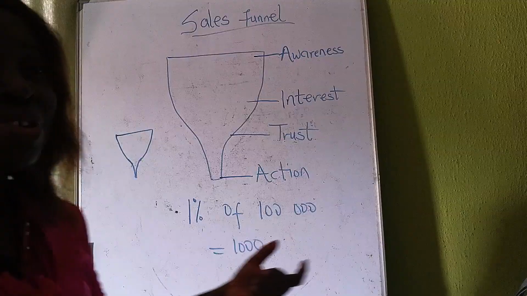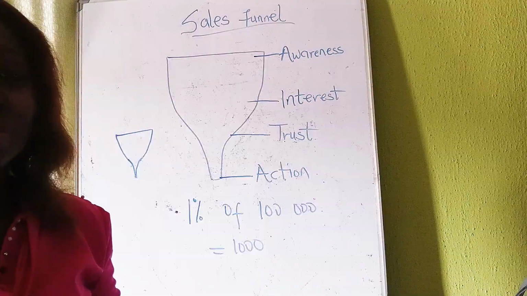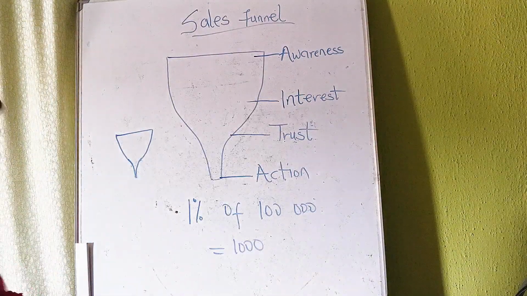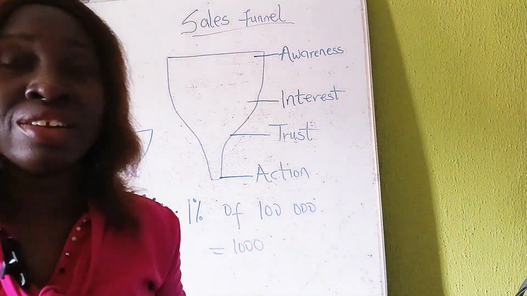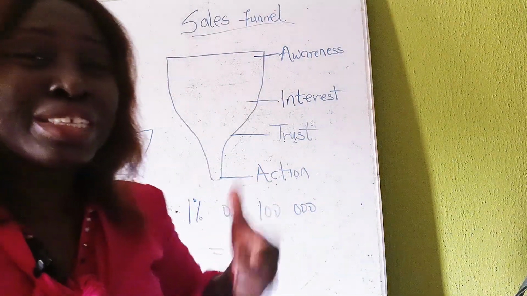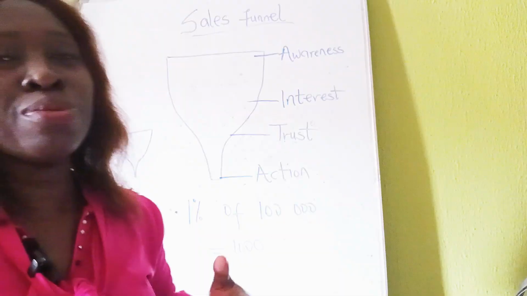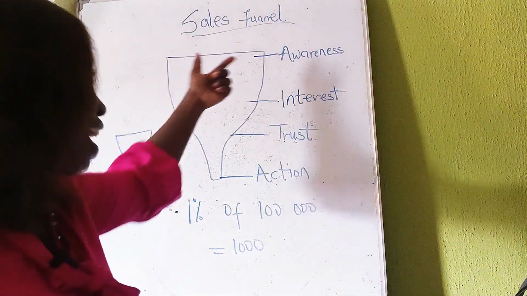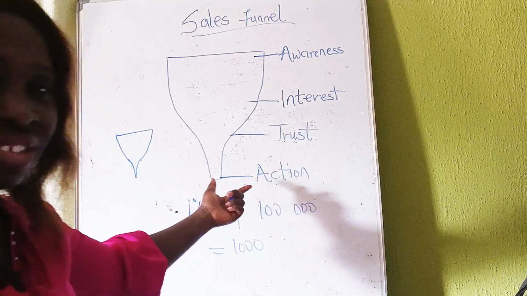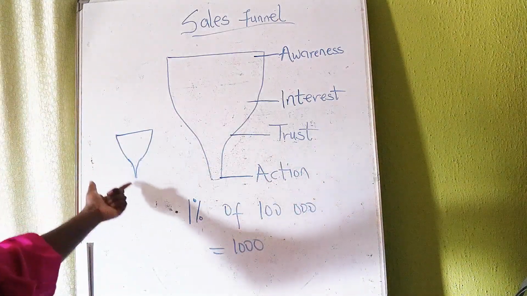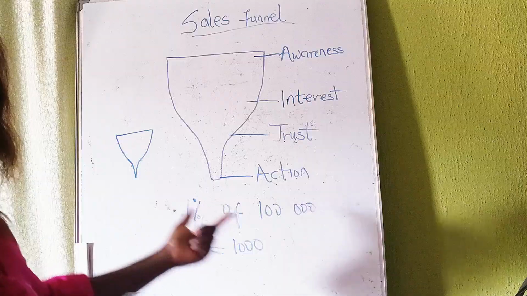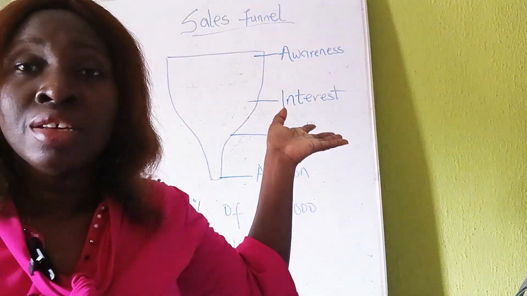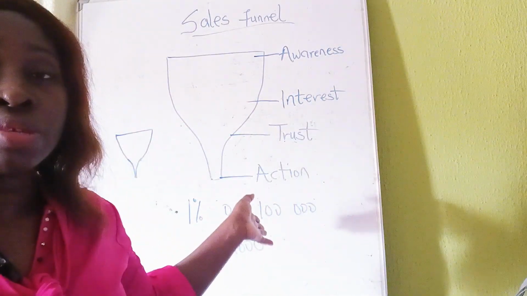So when you are growing your business, when you're drafting out your sales funnel, whether organically or through sponsored ads, you have to do it in a way that thousands of people will see your content. Because the more the eyes, the more the action. The fewer the eyes, the fewer the action. Okay, what happens at the awareness stage will determine the result you are going to be getting at the action stage. Now let me tell you how funnels work on social media.